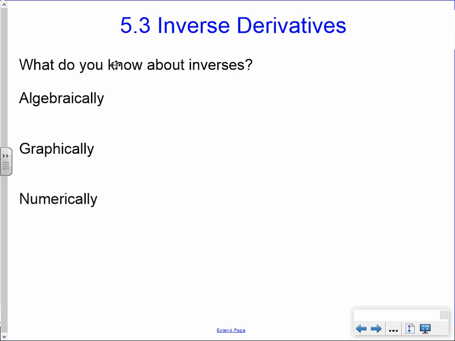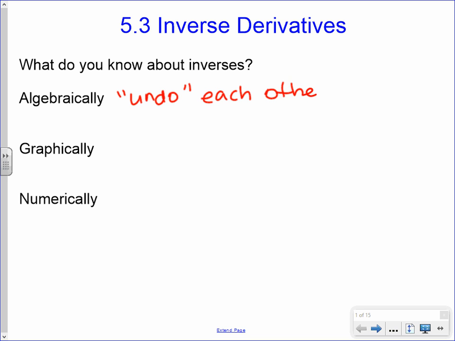Right, time is up. Pod 1, give me one of these three things that you talked about. Algebraically, they undo each other. Do you agree with that description? Yes. Okay, kind of like e to the natural log of x. They undo each other.